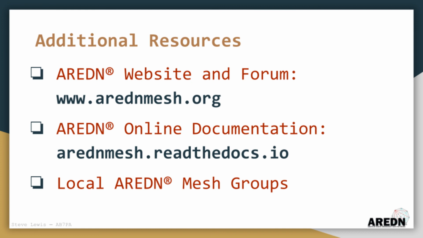Probably the best single place to go for additional information is the AREDN website at www.aredenmesh.org. There you will find information about the types of radios that are supported, as well as all of the AREDN software available for download. There's also a wealth of information on choosing devices and planning AREDN networks for EmComms.